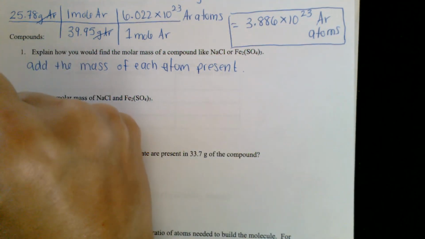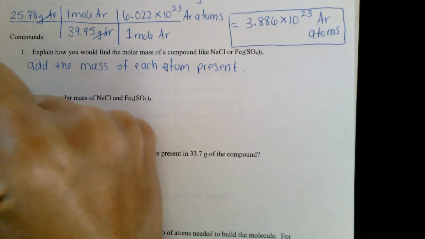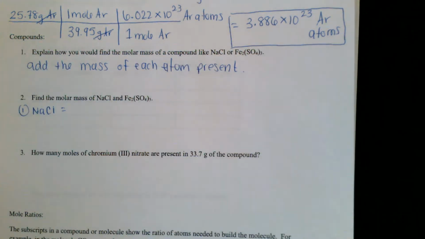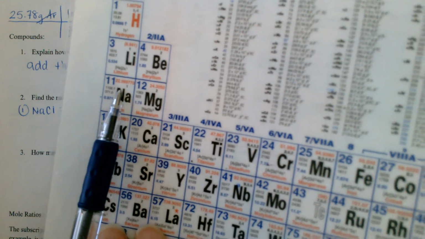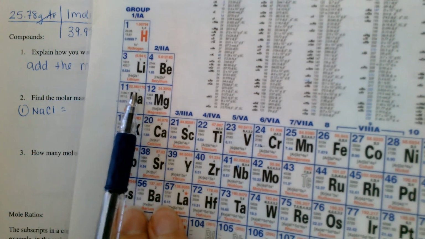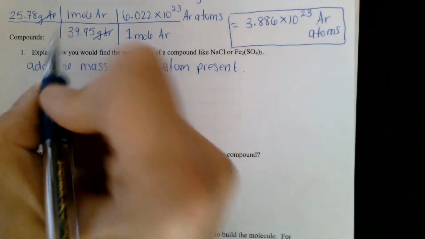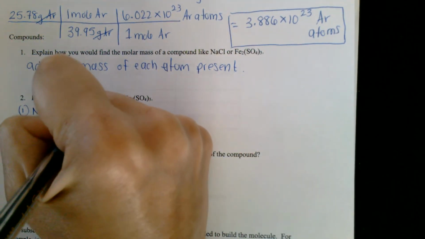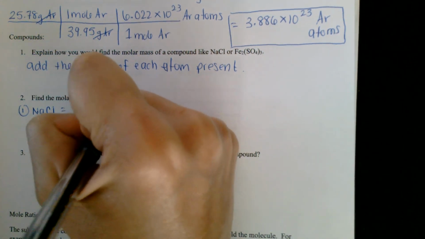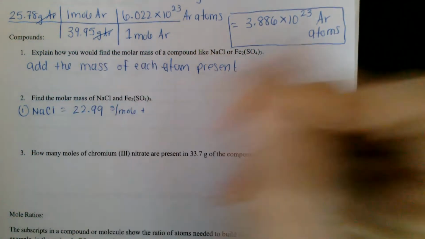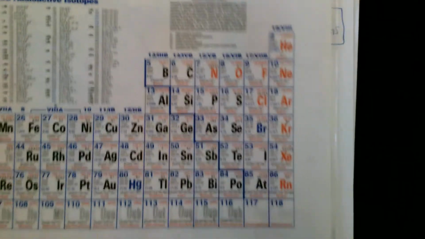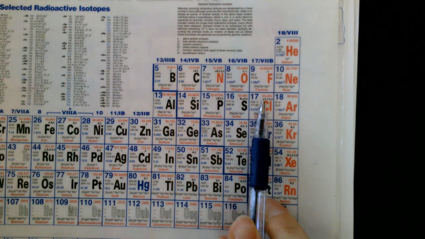Okay, so let's do that. For NaCl, start with the easier one. So sodium, here we have 22.99 grams per mole. And then we have 1 chlorine, so 35.45.